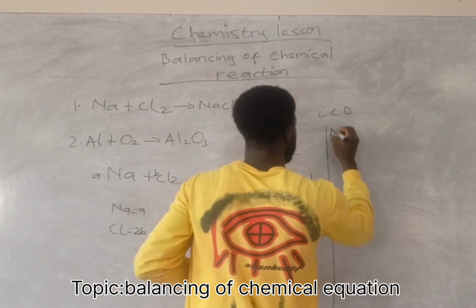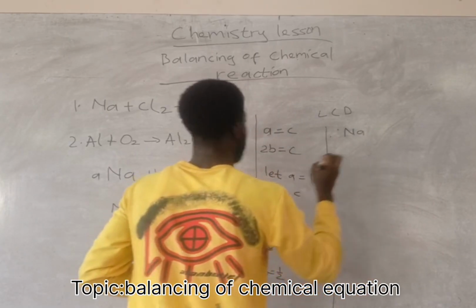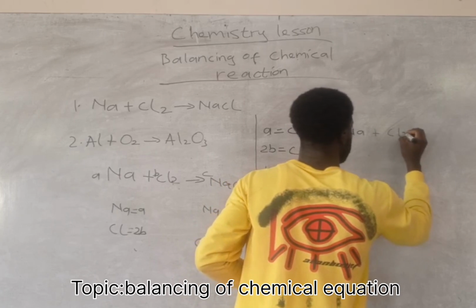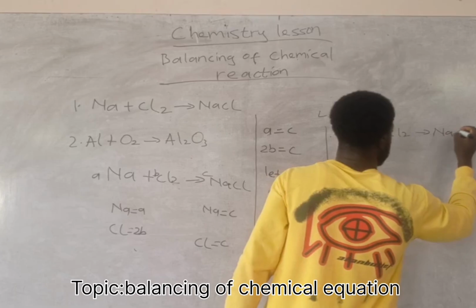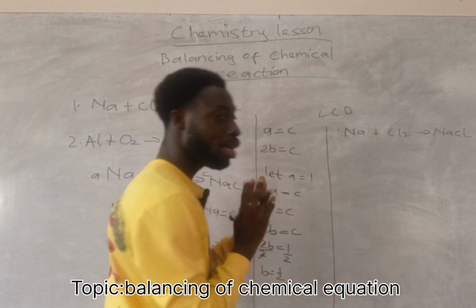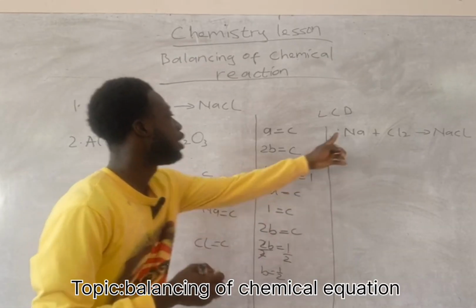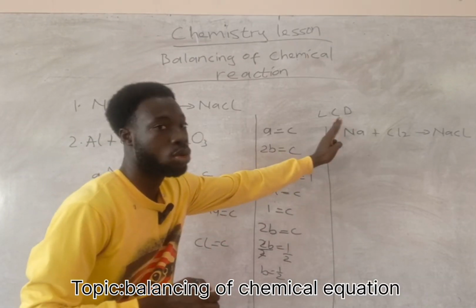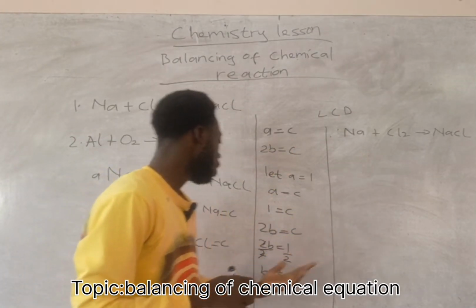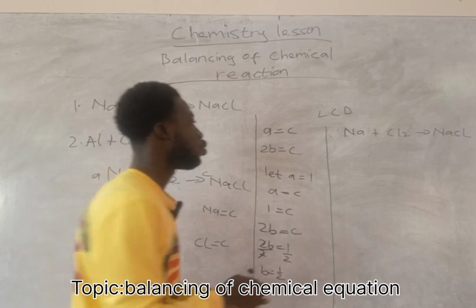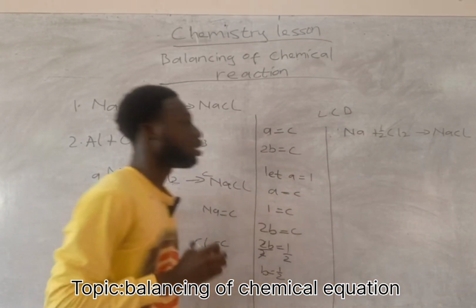We have our sodium plus our Cl2, then we have our NaCl. All right. We are going to do it step by step. So first, here is A, and our A is what? It was 1. So we will not write the 1 there. Then our B, what was our B? Our B is 1 over 2. So write your 1 over 2. Is that clear?